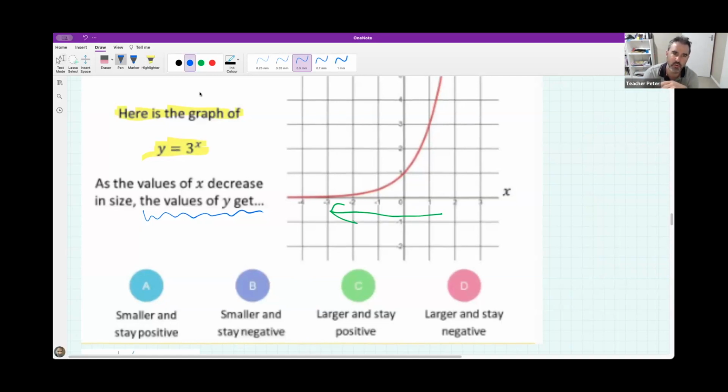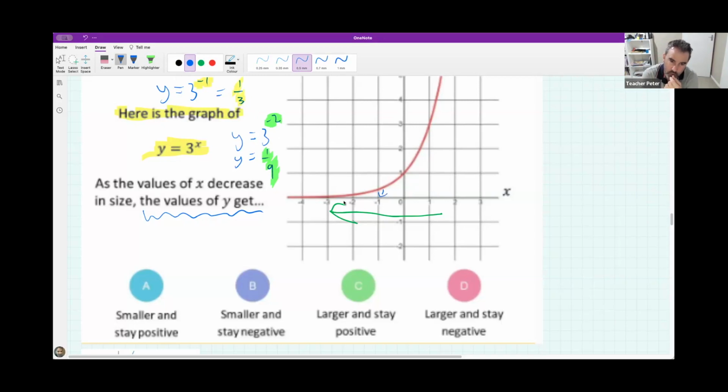So we can do a little experiment to see what's happening. On your calculator, if you put in x equals minus 1, you get a third. And if you said y equals 3 to the minus 2, you would get 1 over 9. So when you put a minus 1 into the graph, you get a third. When you put minus 2 in, you're getting a ninth. Now, if you put that into decimal, you will see that it's getting smaller. There's no doubt it's getting smaller, right?